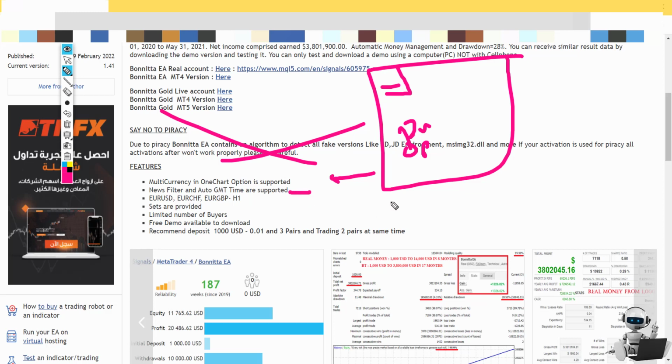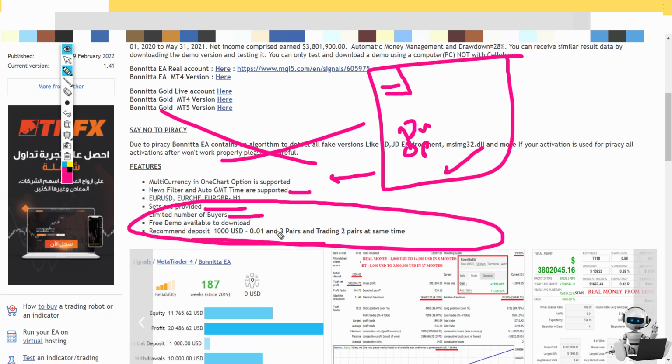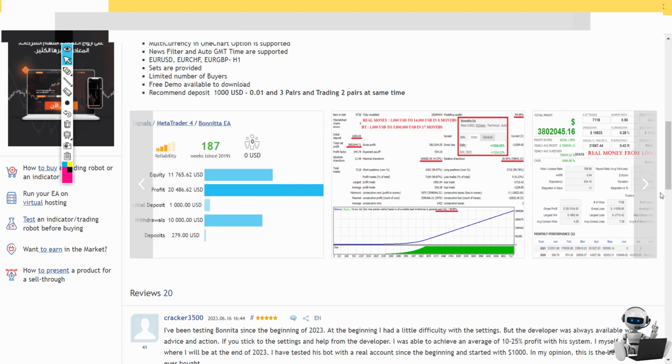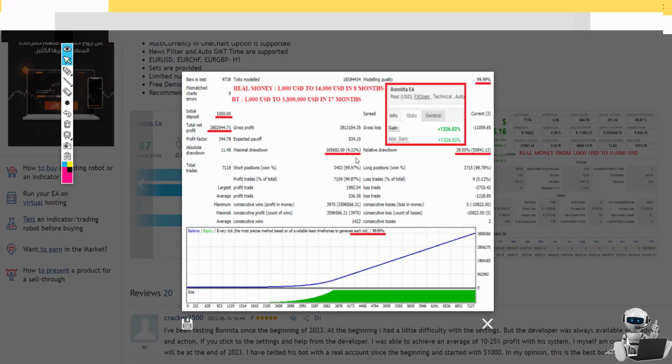We have a news filter, which is good. Sets are provided, with a limited number of buyers, that will not be an issue to be honest. Recommended deposit: if you're using 3 pairs you need to deposit 1,000, otherwise it's going to be a bit risky. So we have some backtest here as you can see.